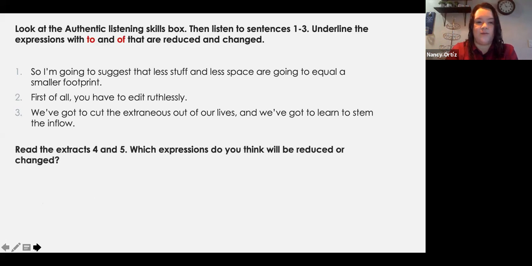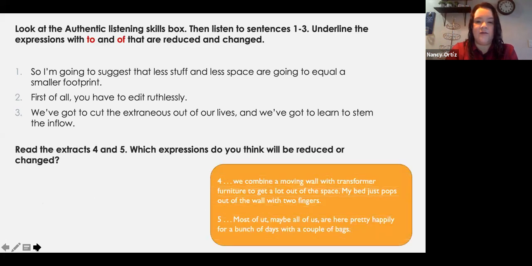Let's check one more, okay? Here we have some extracts and expressions. Now it says, read the extracts 4 and 5 from the TED Talk. Which expressions do you think will be reduced or changed? So please read them and tell me, Ismael, which expressions do you think will be reduced or changed? Ismael, number 4, Mildred, number 5, okay?